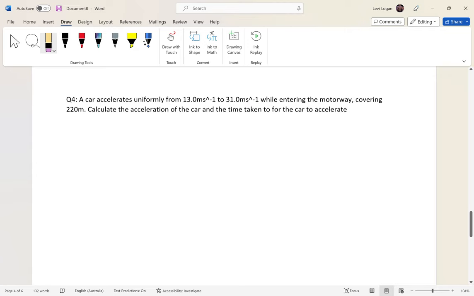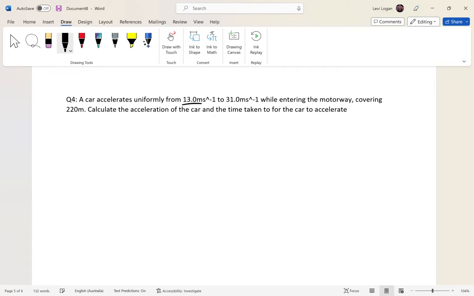Alright, have a go at this one. If you want to have a go, feel free to pause the video. A car accelerates uniformly from 13 meters per second to 31 meters per second while entering a motorway, covering a distance of 220 meters. Calculate the acceleration of the car and the time taken for the car to accelerate. If you want to have a go at this question, feel free to pause.